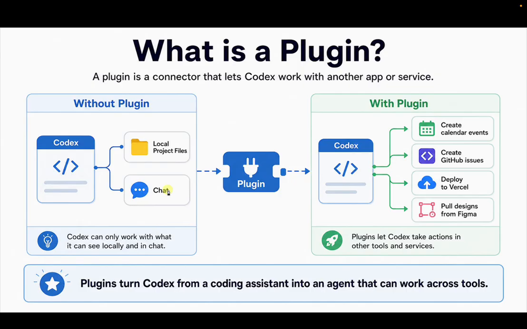Now, if I just go by the definition, what is a plugin? A plugin is a connector that connects Codex and other apps or services. So basically, if you want to have a connector between your Codex and other apps and services, you need something called a plugin. Without the plugin, as I mentioned, you can only work with local files and chat. Codex can work with only the local chat, files and folders available.